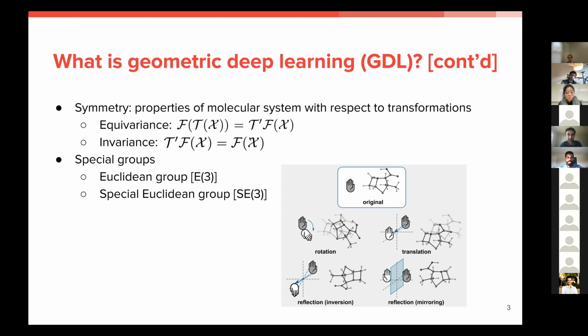These concepts are very useful in studying molecular systems. Let's say we have a molecule, and let's say that the properties of this molecule do not change when we rotate the molecule, which is often the case. In this scenario, we can design a neural network that equivariantly transforms the molecule at each layer.